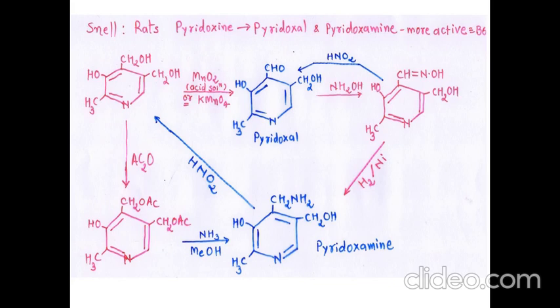And as Snell tried to study the effect of this particular vitamin in rat metabolism, it is found that pyridoxine, that is vitamin B6, gets converted into pyridoxal and pyridoxamine. These forms are equally or more reactive than vitamin B6. So here this scheme shows how vitamin B6 gets converted into pyridoxal and pyridoxamine, and again they can be converted back into the original form of pyridoxine, that is vitamin B6.